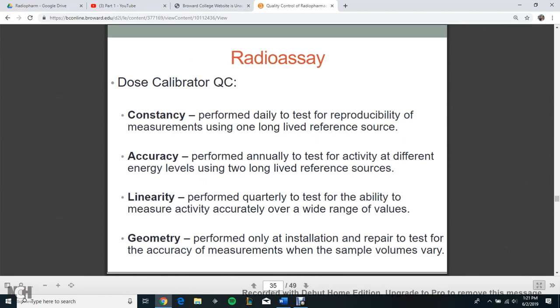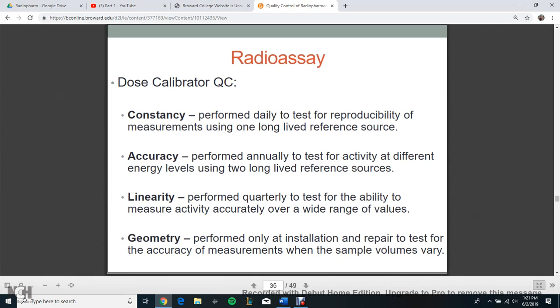Radioassay: dose calibrator quality control. Constancy: performed daily to test the reproducibility of measurements using one long-lived reference source. Accuracy is performed annually to test for activity at the different energy levels using two long-lived reference sources.